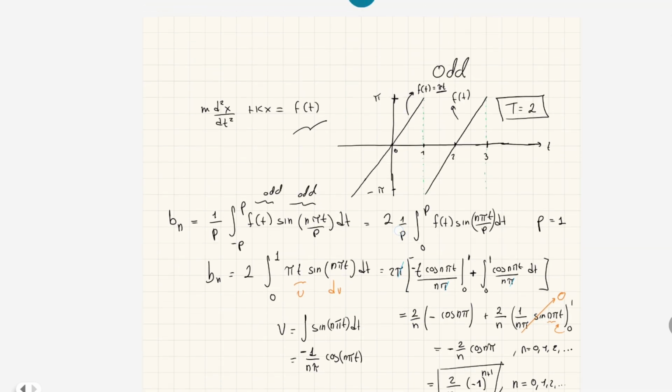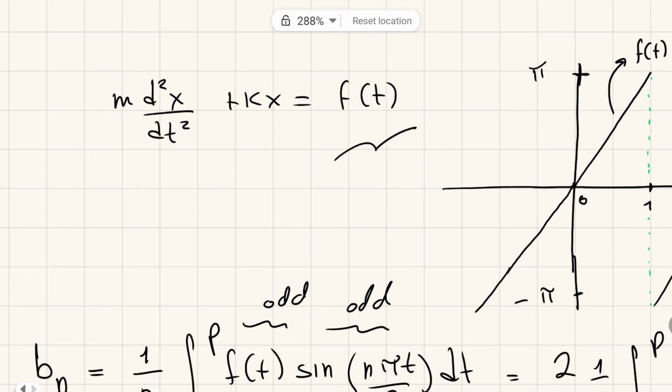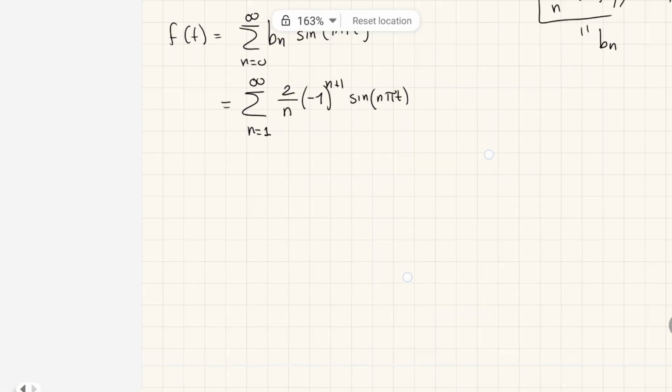Okay, perfect. So we have now just found f in terms of a Fourier series, but right now we are going to be interested in finding a particular solution x sub p of t for this differential equation, that will satisfy this differential equation.